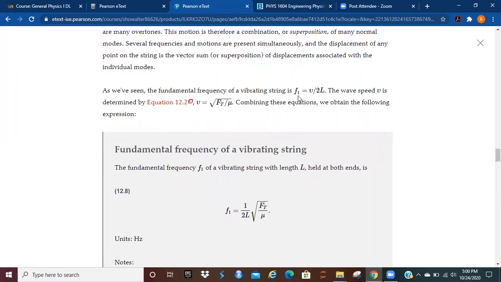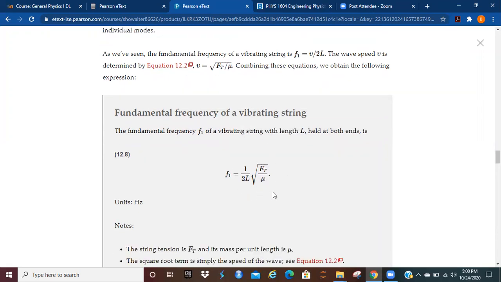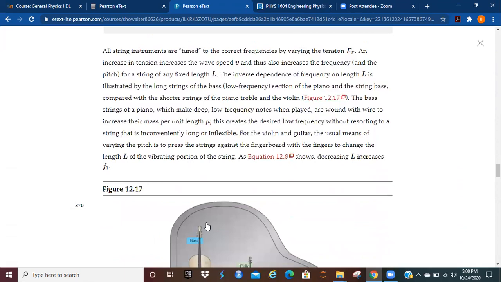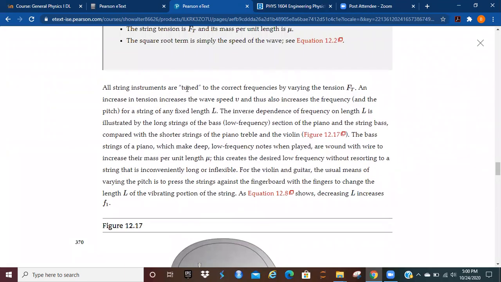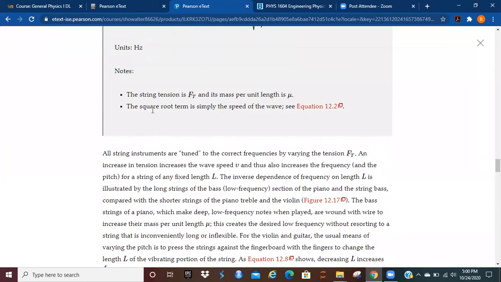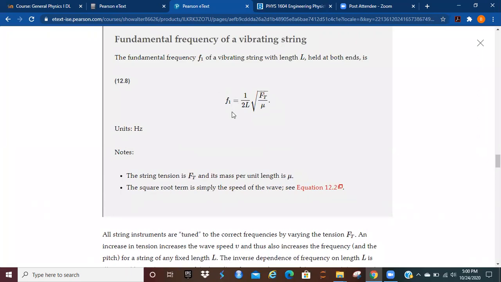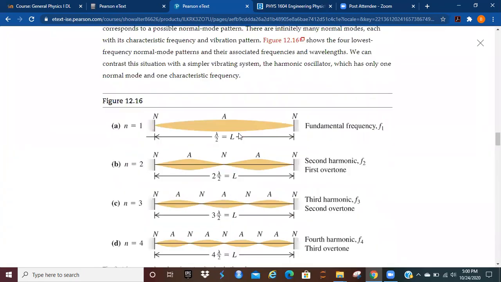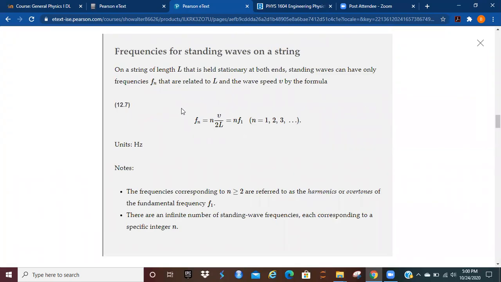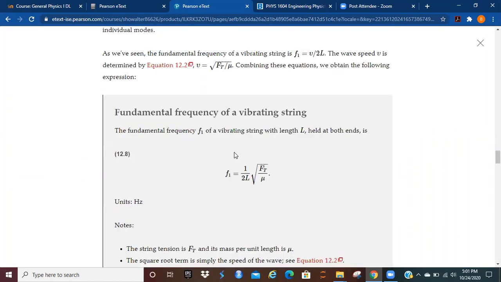So we know what the fundamental frequency is. We know what the wave speed is. If we combine all of that, we can see that the fundamental frequency of a vibrating string with length L held at both ends is going to be this. So all string instruments are tuned to the correct frequencies by varying the tension. An increase in tension increases the wave speed and thus also increases the frequency. So the frequency and the speed are directly related to each other.